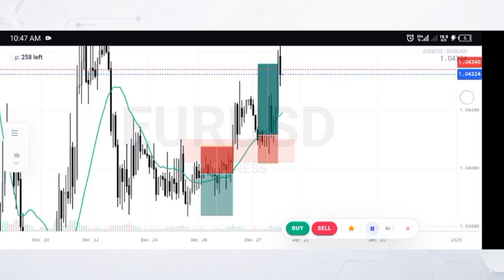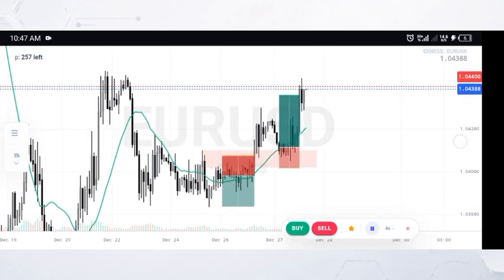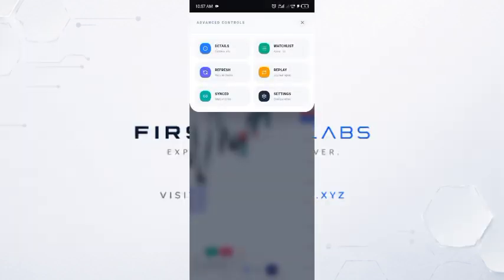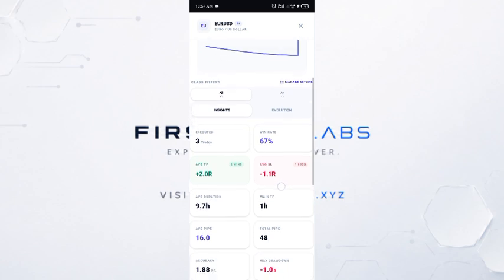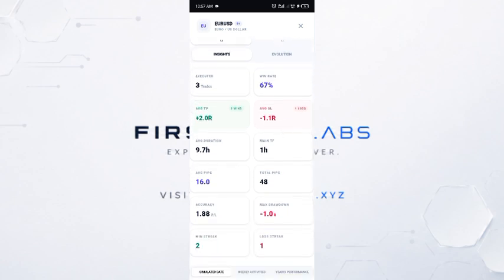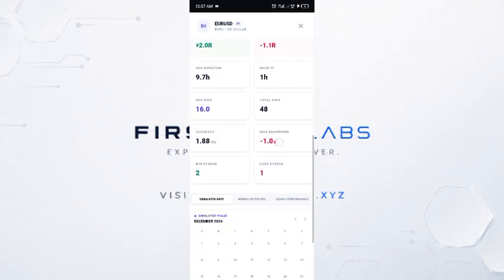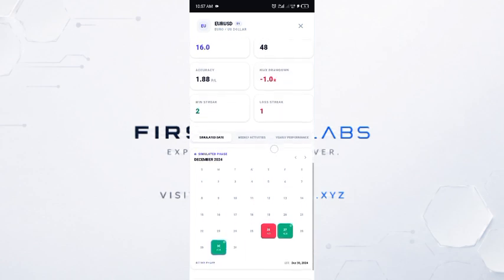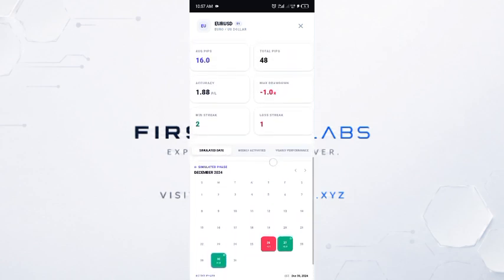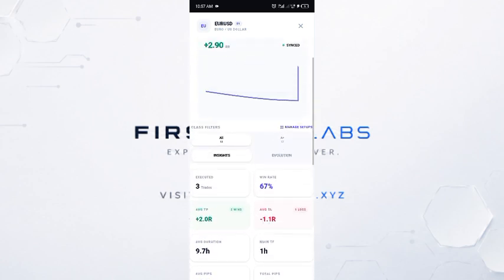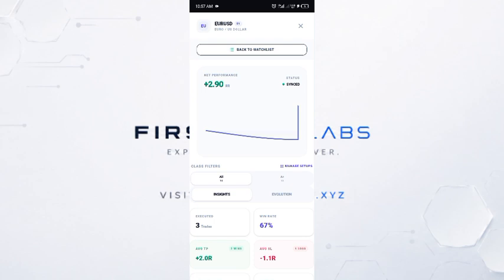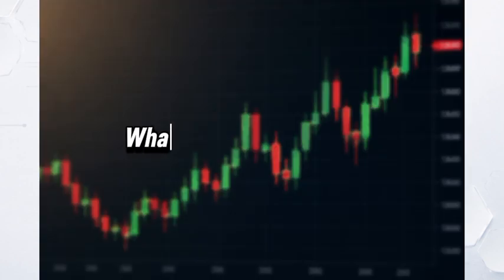Over time, this allows you to answer important questions like, how often does the strategy win? What's the average reward to risk ratio? How many losing trades happen in a row? Can the strategy remain profitable over a large number of trades? These aren't guesses, they're backed by real data. And because you're using historical market data, you can test months or even years of price action in a relatively short amount of time. That's why backtesting is one of the fastest ways to evaluate a trading idea.